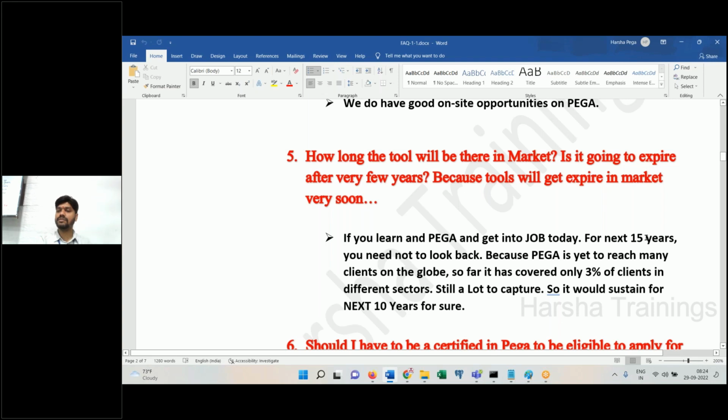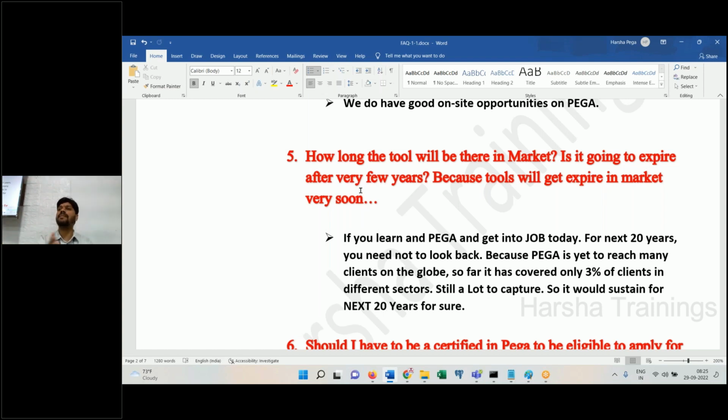PEGA is a tool for application development, which is built on Java. As long as you want to develop applications using Java, you may purchase PEGA and make it sooner, right? As long as Java is there in the market, PEGA will be there. Even if Java is going to expire, PEGA will not expire. PEGA will change its platform from Java to something else. It may change, right? So it has long sustainability in the market, as long as you develop applications.